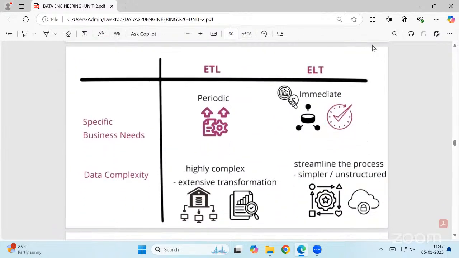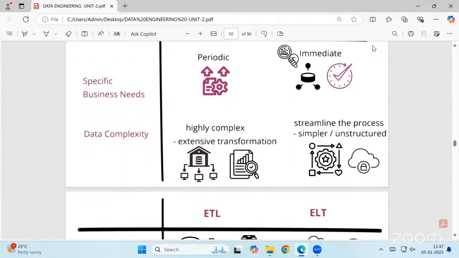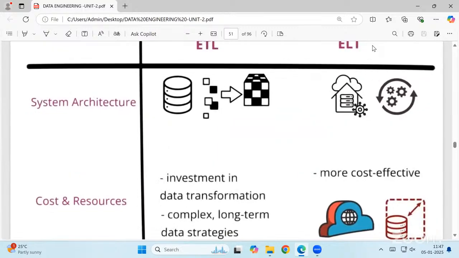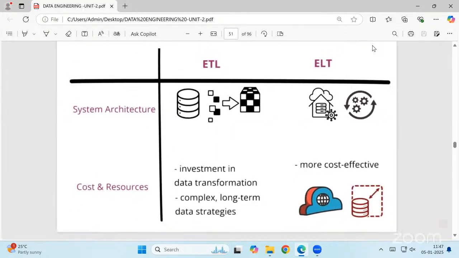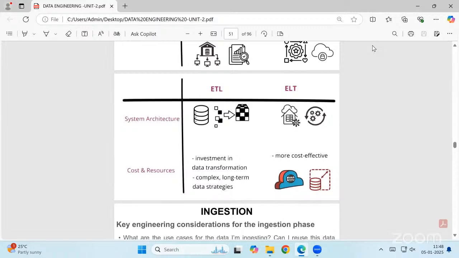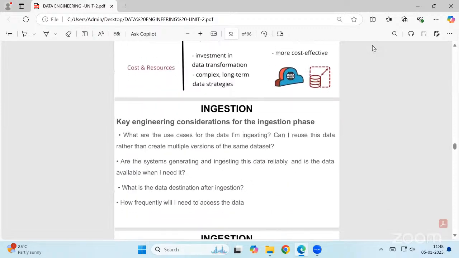So again, the difference: ETL is periodic data while ELT is immediate data. In terms of data complexity, ETL has high complexity and extensive transformation, and it is a streamlined process, same as batch and stream. For system architecture, ELT is cloud-based because so much storage is needed and a variety of data will be generated. ETL is stereotyped, like a basic data warehouse and MySQL data. And these are all the key engineering constraints that we have discussed through these diagrams. Again the same things, nothing new.